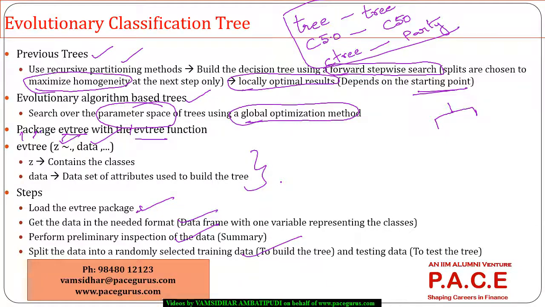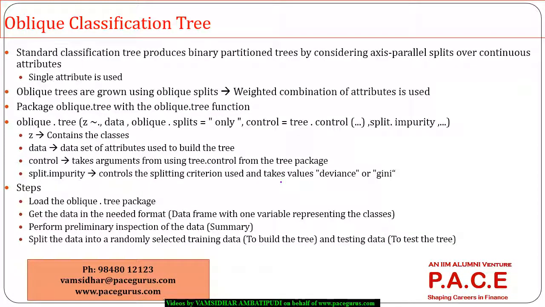Alright, now let's move towards one more important classification tree algorithm, which is otherwise called the oblique classification tree. Till now, the four algorithms that we have considered all used axis parallel split.